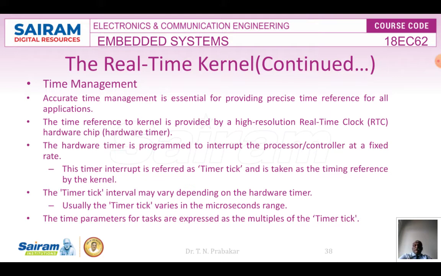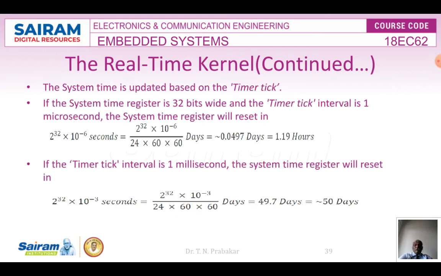Then time management. Of course, accurate time management is essential for providing the precise time reference for all applications. And you will be having a higher resolution real-time clock. The hardware timer is programmed to interrupt the processor at a fixed time, right? There will be a real-time clock in each and every system. I think you should know it. And the timer interrupt is referred to as a timer tick, and is taken as the timing reference by the kernel. The timer tick interval may vary depending upon the hardware timer which we are going to use, right?